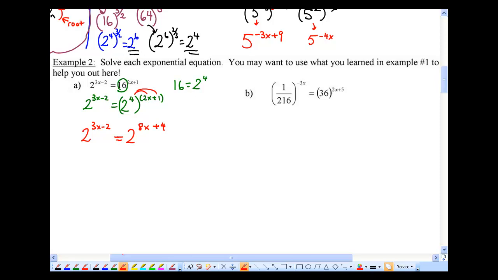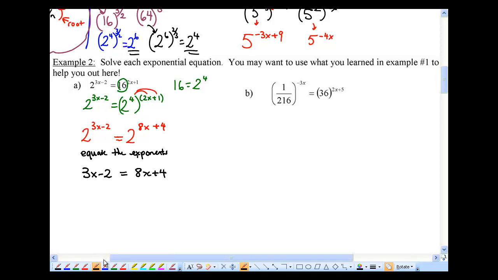On the left side is an exponent expression, on the right side is an exponent expression. The left side the base is 2, the right side the base is 2. So if the bases are the same, now we can just equate the exponents. So we don't have to worry about the base anymore. We'll just say, hey, since the bases are the same, the exponent part should also be the same. 3x minus 2 should be really equal to 8x plus 4.